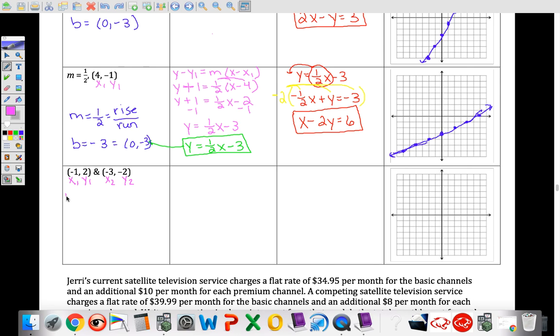So my slope, m, is equal to y2 minus y1 over x2 minus x1. Plug in my numbers. y2 is a -2, minus y1 which is 2, over x2 which is -3, minus my x1 which is -1. Minus and a negative become a positive. So my slope is going to be -4 over -2. And so my slope is just a +2.